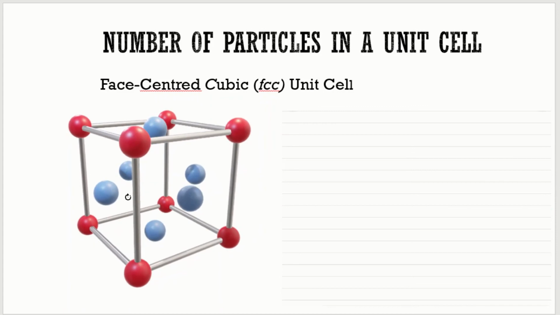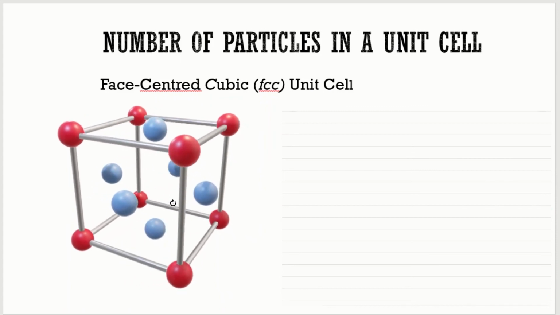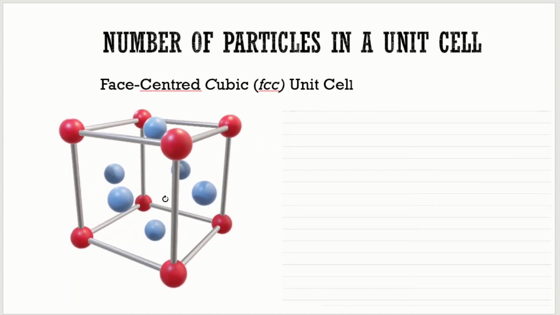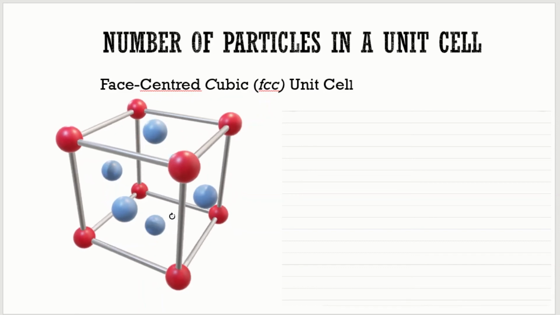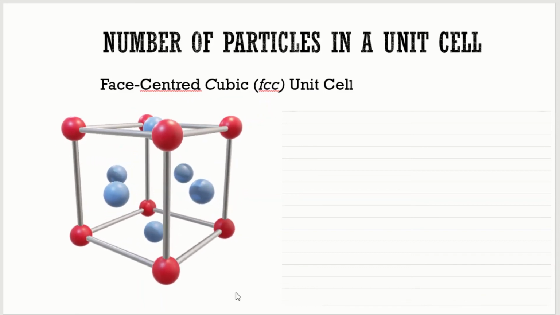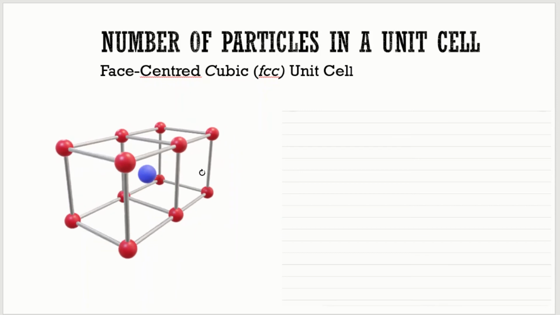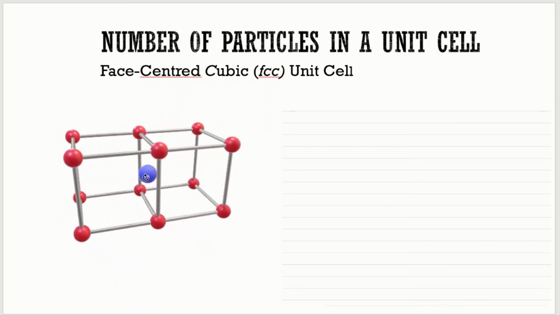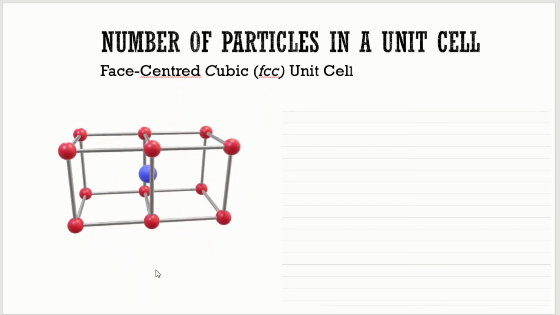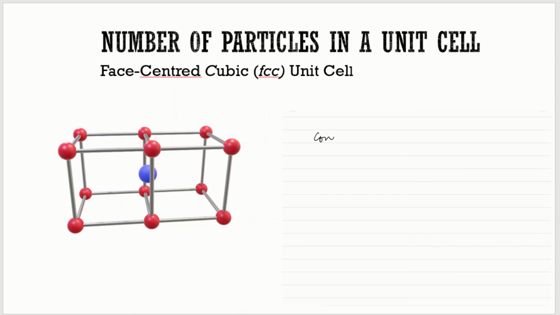Now, when we talk about the face-centered unit cell, this lattice has 8 atoms on the corners and 6 atoms on the faces, 1 on each face. An atom on the face is shared between 2 unit cells. So therefore, the number of atoms present in a face-centered cubic unit cell would be equal to 4.